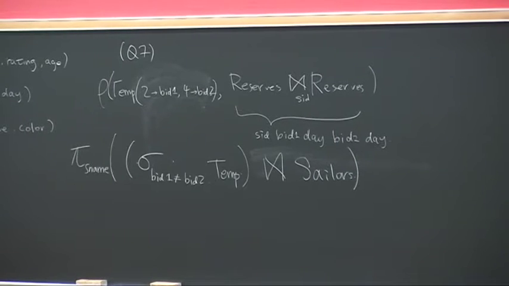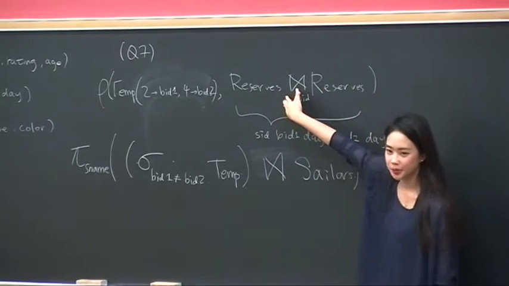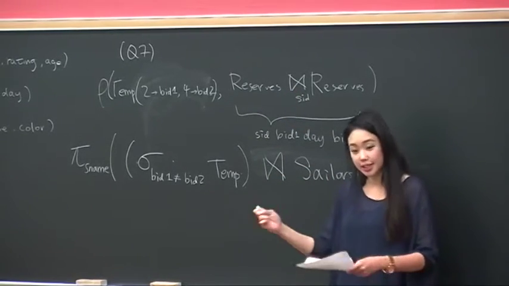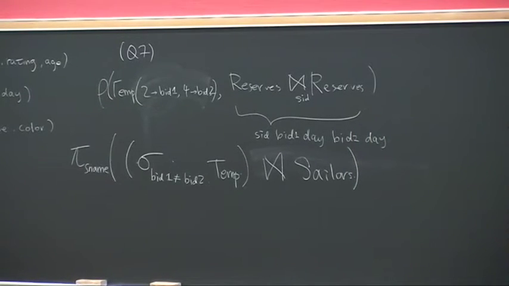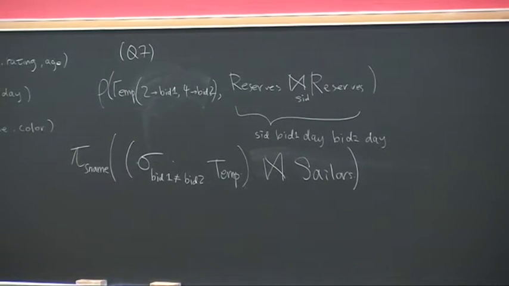Actually, I have another approach, but I think yours is better. The textbook actually suggested we replace this with cross product. And then you still need to do those, like SIDs are the same, BIDs are different. So yours is more efficient. Any question for this one? Can you guys see why we can get the sailors that reserve at least 2 boats?